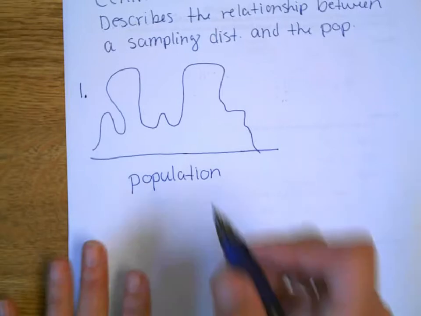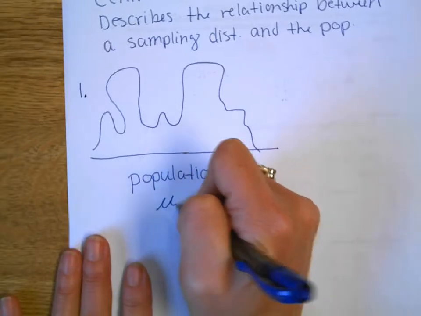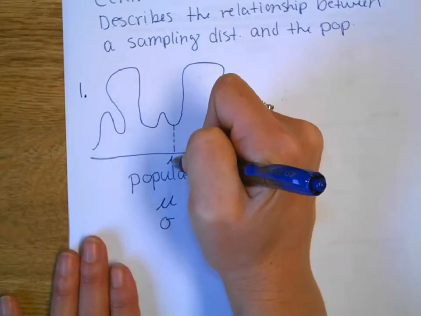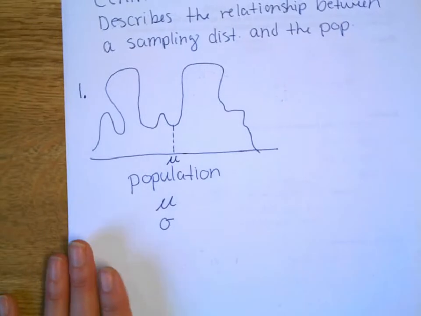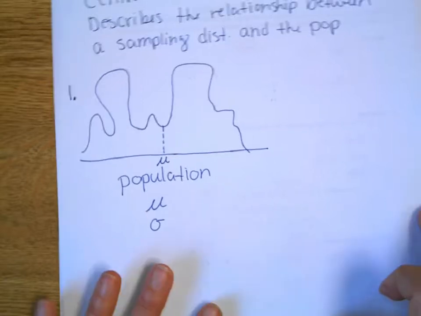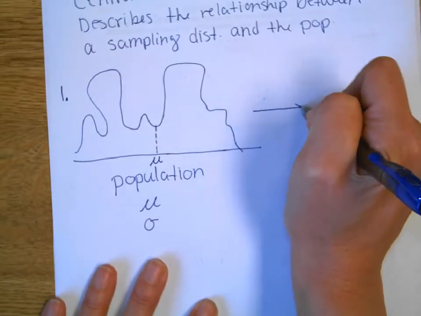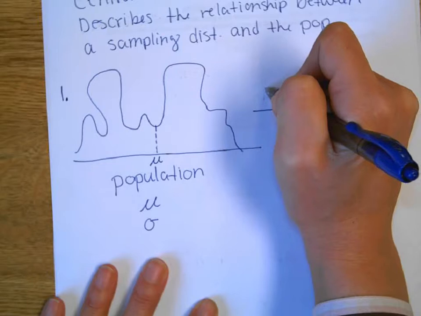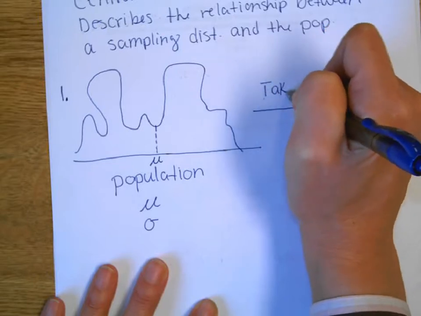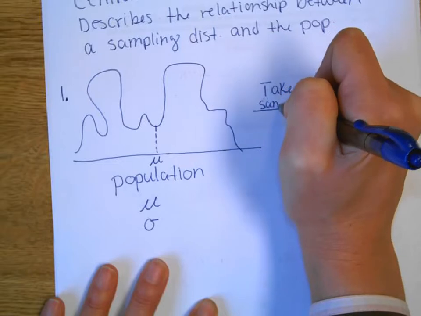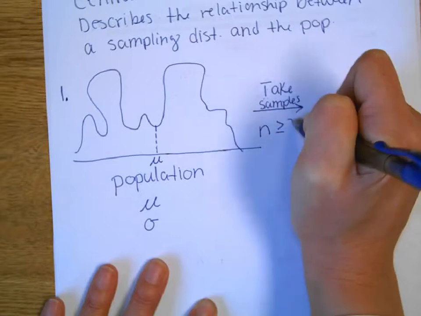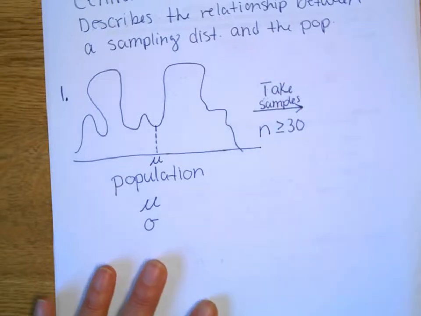But you will be able to find the mean and the standard deviation of it. We'll just throw the mean here, and it has some standard deviation. Now, if you take samples that are at least 30 in size, samples of size n, but you have to be at least 30 in size or bigger.